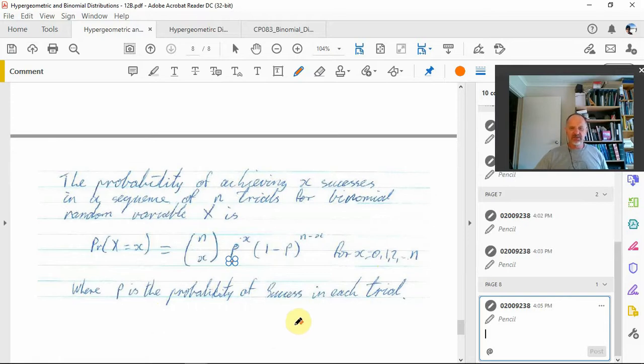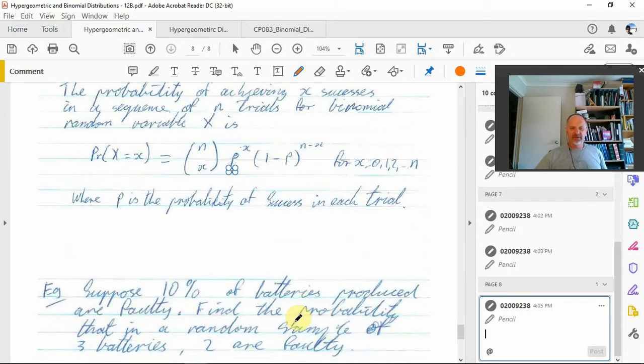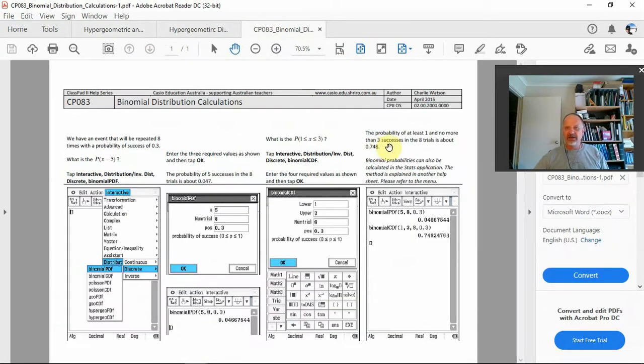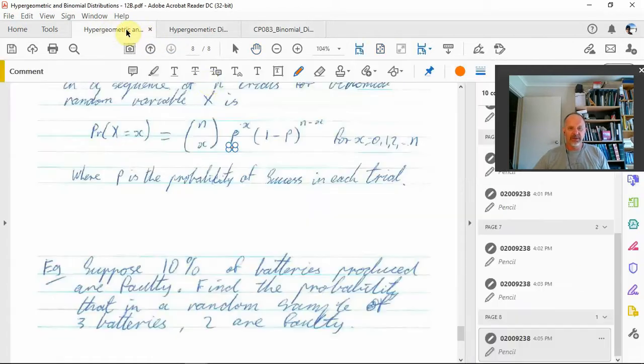All right, so we're going to get to a question. This handout that I've given, nicely made by Charlie Watson, will lead you through what to do. And of course I will work through that as I go through the example. All right, so here we are, back to the notes.